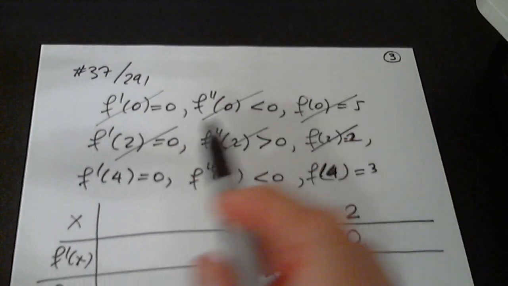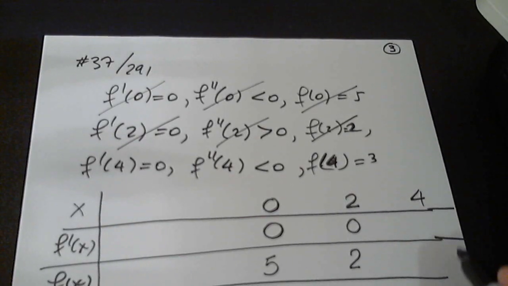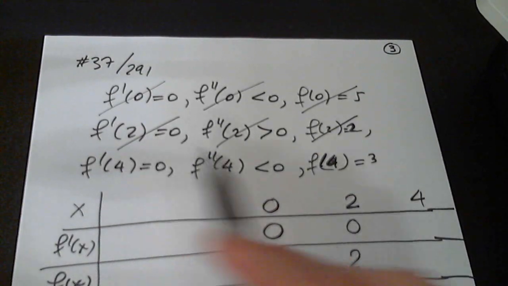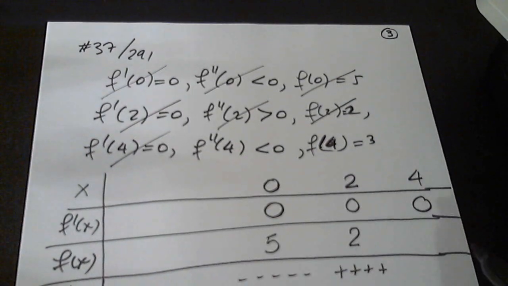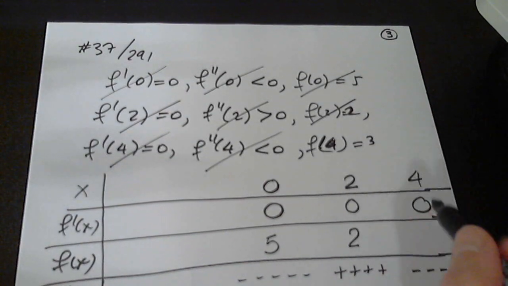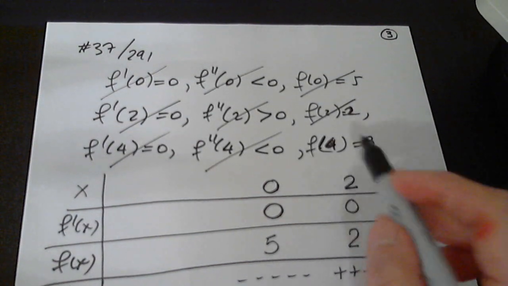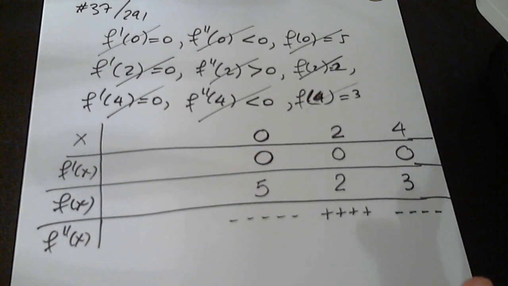Done. F prime of 4 is 0. Done. F double prime of 4 is negative. Done. F of 4 is 3. Done. Now there is light, complete light. Okay.